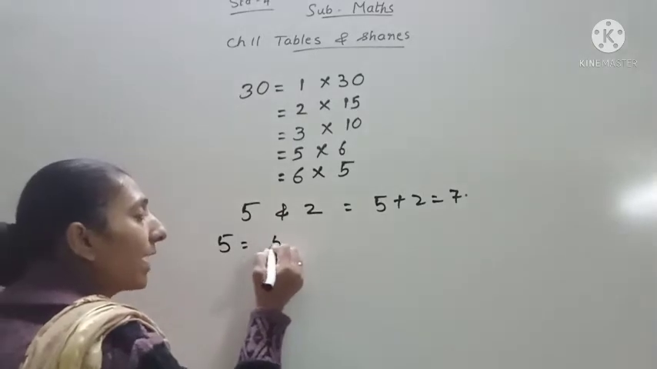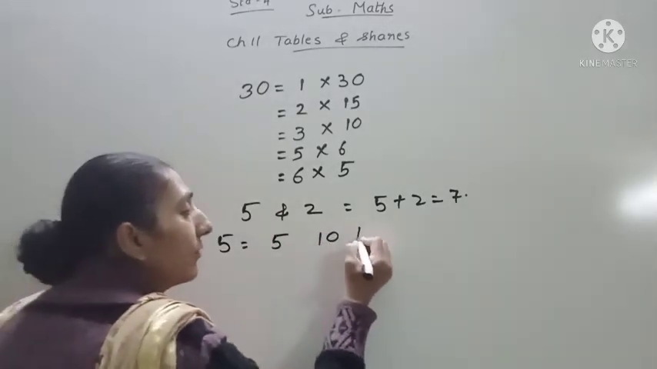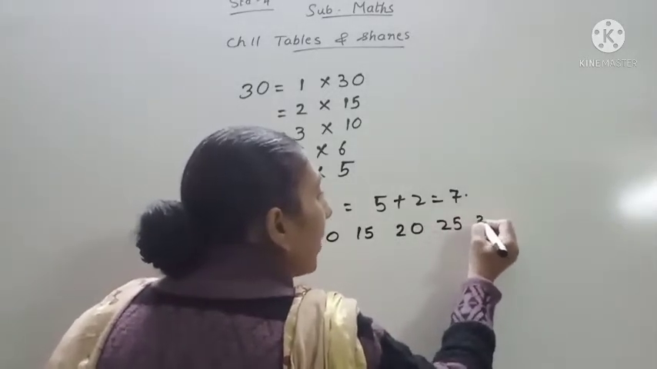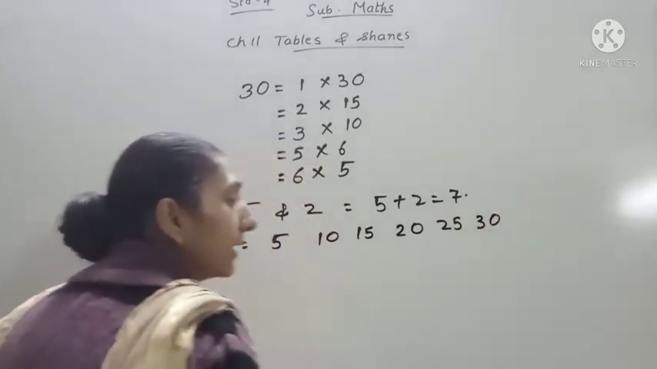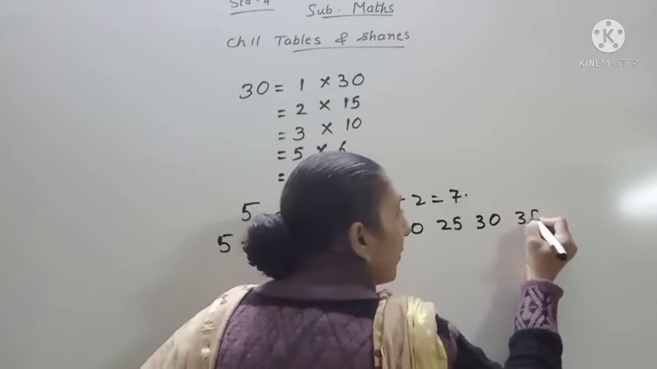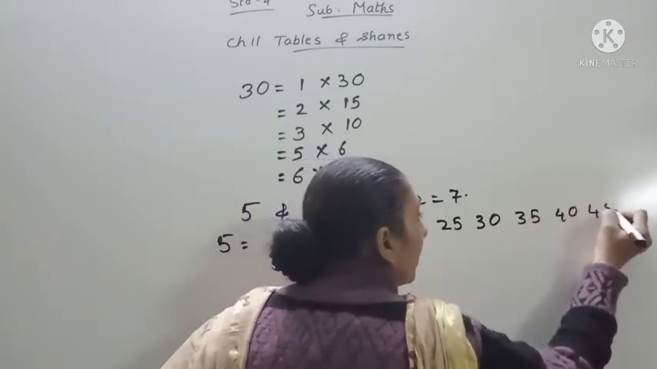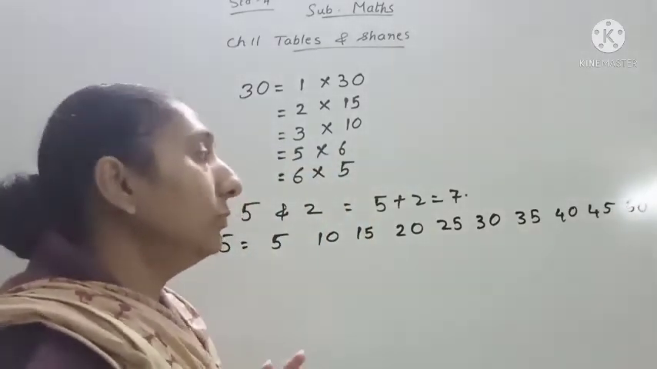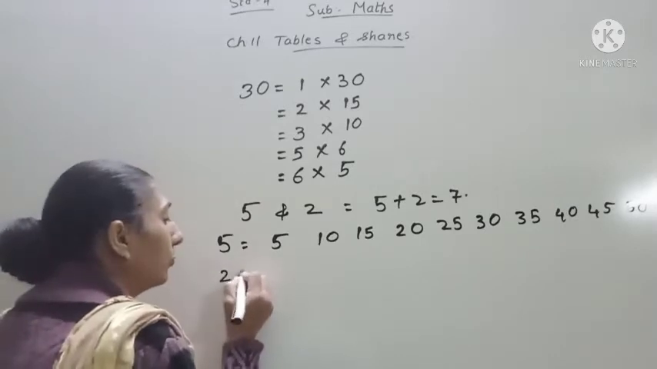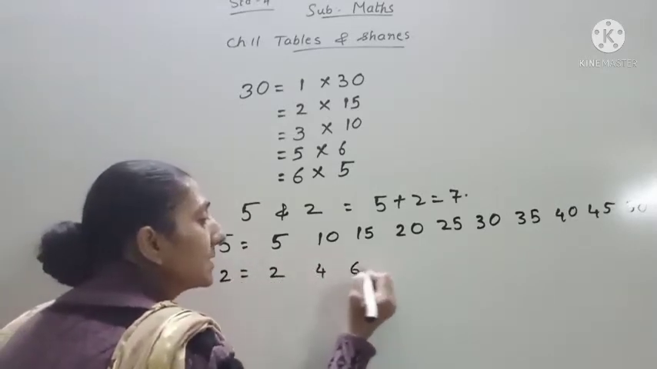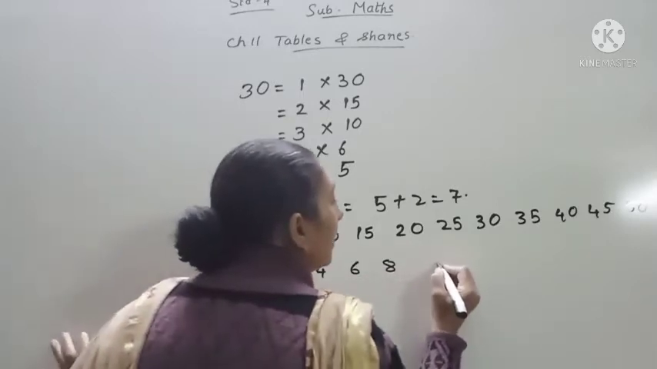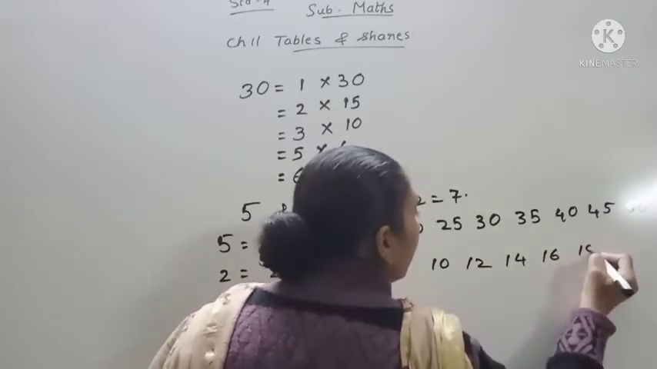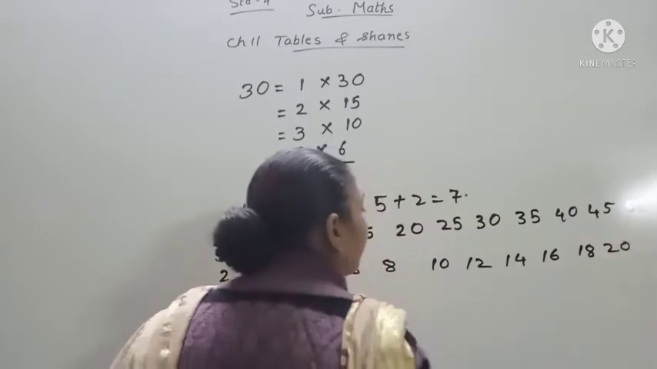Now what is the table of 5? Table of 5 is equal to 5 ones are 5, 5 twos are 10, 5 threes are 15, 5 fours are 20, 5 fives are 25, 5 sixes are 30, 5 sevens are 35, 40, 45 and 50. Okay. Now we will write the table of 2. 2, 4, 6, 8, 10, 12, 14, 16, 18, 20.